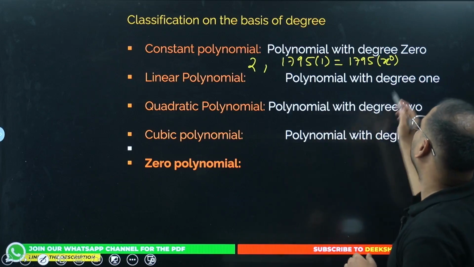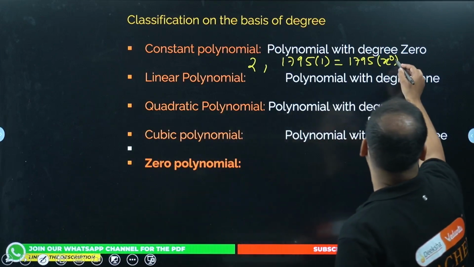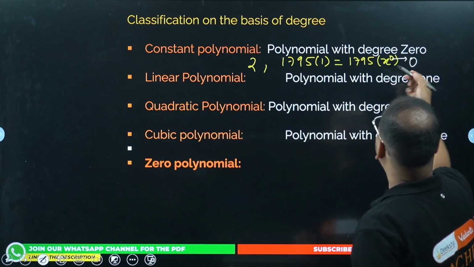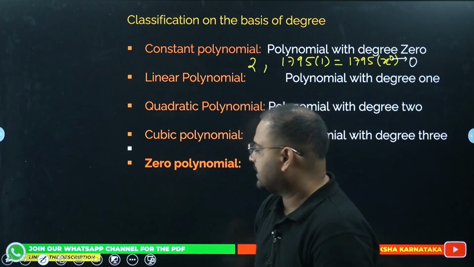What is the degree here? Check. The degree here is 0. So whenever the degree is 0, that is called a constant polynomial. Excellent.